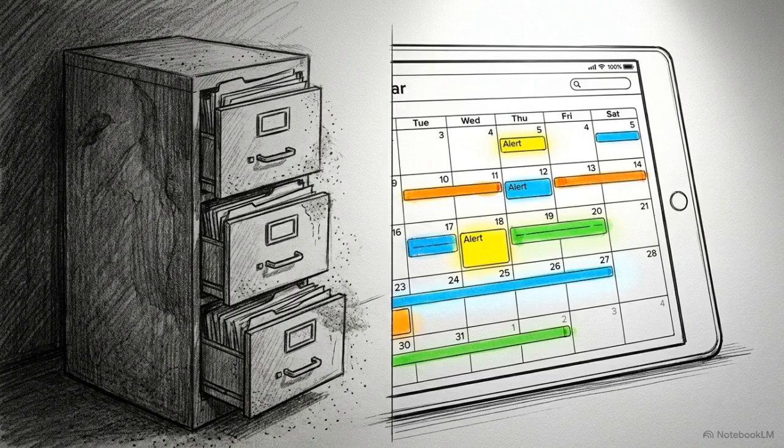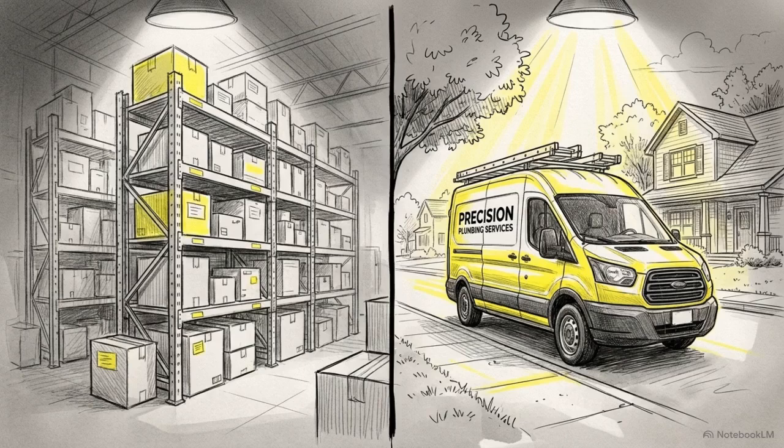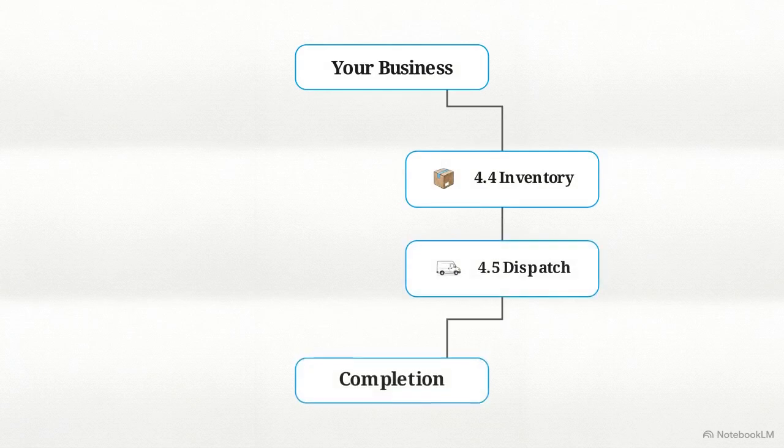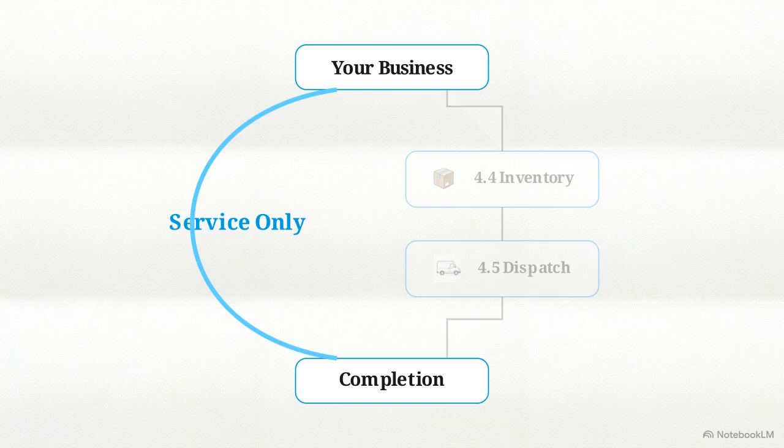By extracting these dates from filing cabinets and placing them on an active calendar, you eliminate surprise expenses and vendor lock-in traps. Sections 4.4 and 4.5 handle physical inventory and field worker dispatch. Step 1 is assessing if your business actually does either of these things. Looking at this flowchart, you can see that pure service businesses bypass the inventory and dispatch modules entirely. If you don't hold physical stock or dispatch a fleet, mark these sections NA.